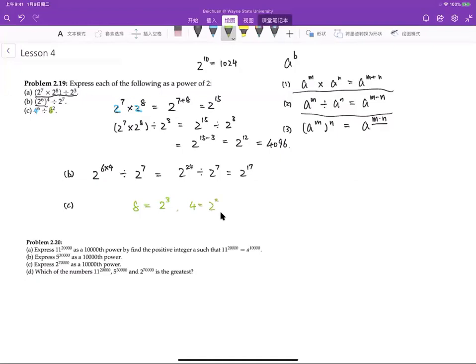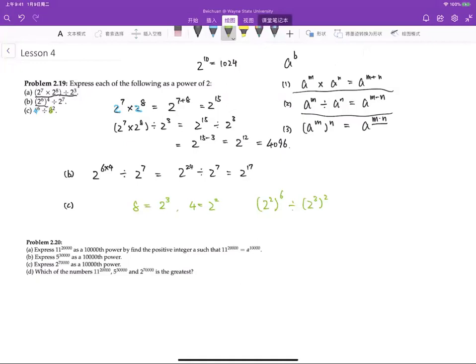So then let's rewrite the whole expression. So we will have 2 squared to the 6th divided by 2 to the 3rd to the 2nd, or say squared. So basically we just rewrite the two bases. We just rewrite 4 and 8 as powers of 2. Right, so question?